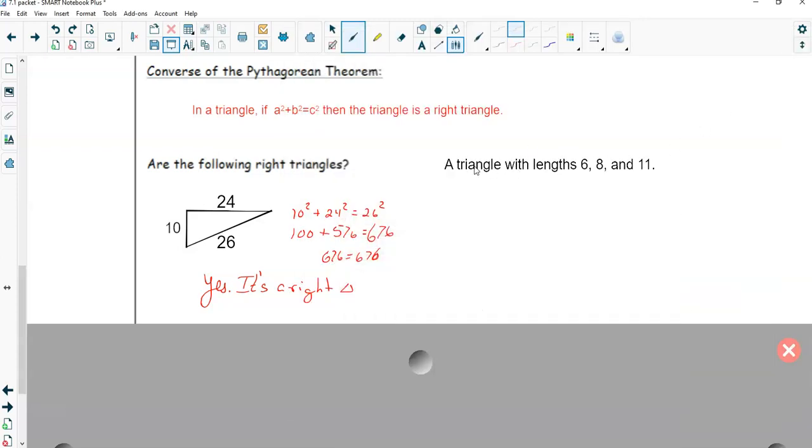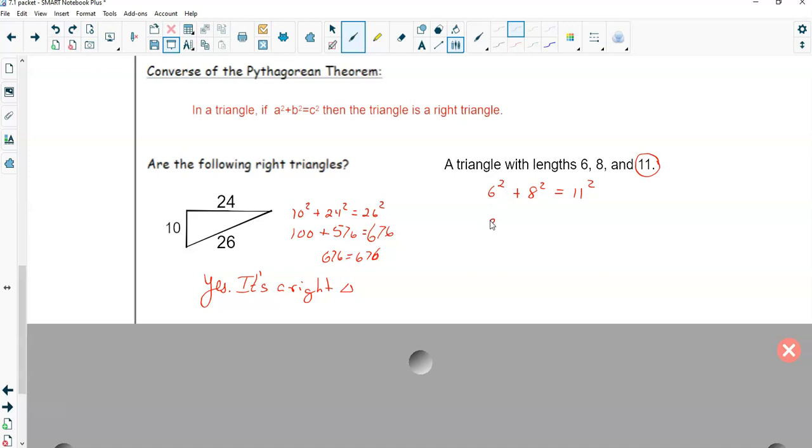Now let's take a look at this one. A triangle with lengths 6, 8, and 11. Which one is the hypotenuse? If you said 11, yes, that is true. 11 would be the hypotenuse because it's the largest side. Well, I want to check if this is a right triangle. So 6 squared plus 8 squared equals 11 squared.